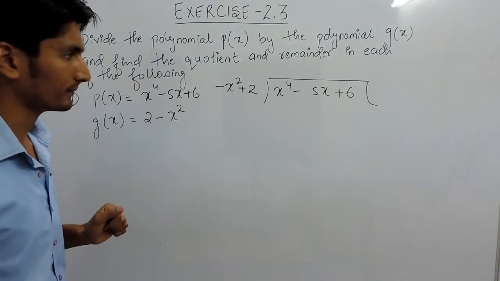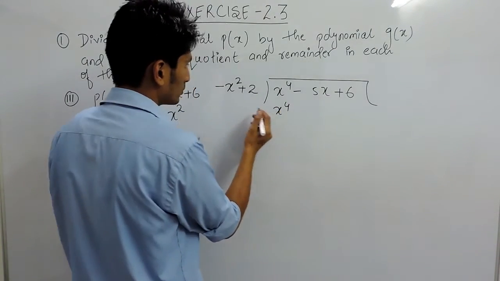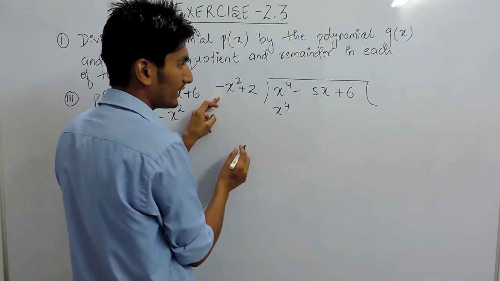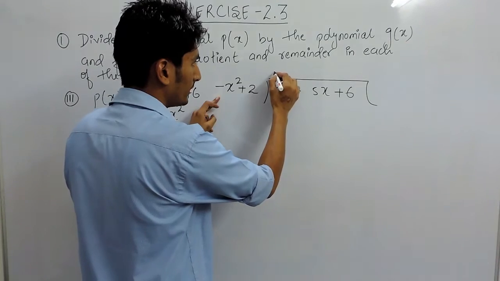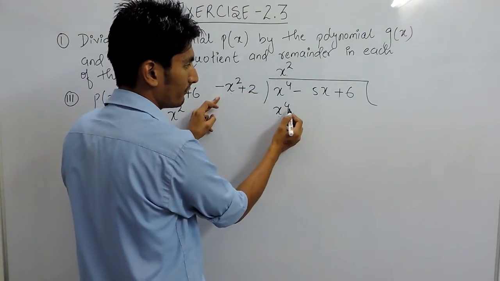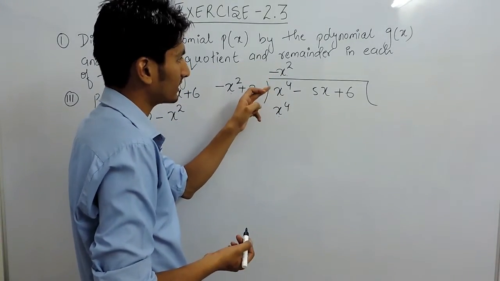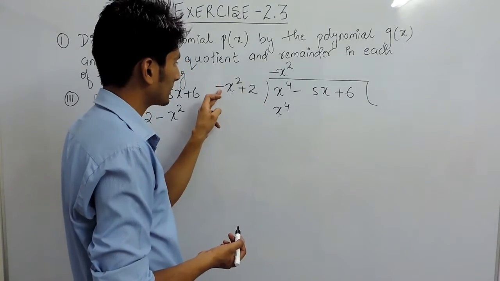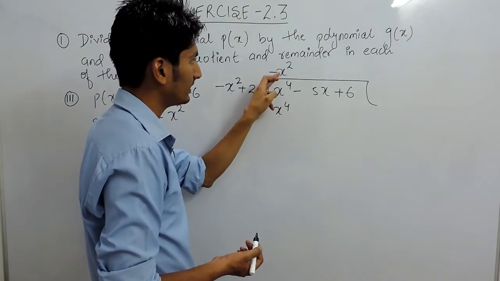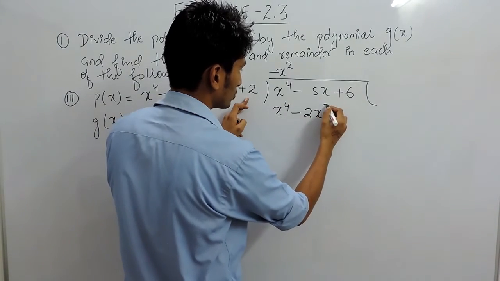These are the same thing. So first of all you have to make here x raised to power 4. So you have to multiply x square with something to make it x raised to power 4. So obviously that would be x square. So x square multiplied by x square is x raised to power 4, but with negative sign, because negative of positive is negative. And after that this when multiplied by this will give minus 2x square.